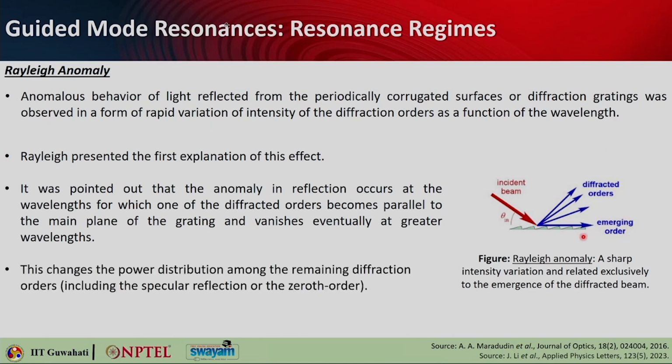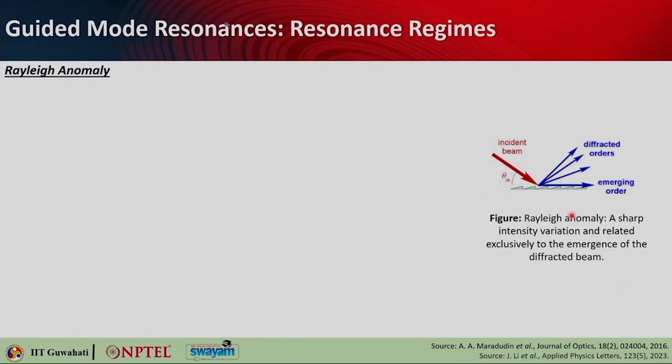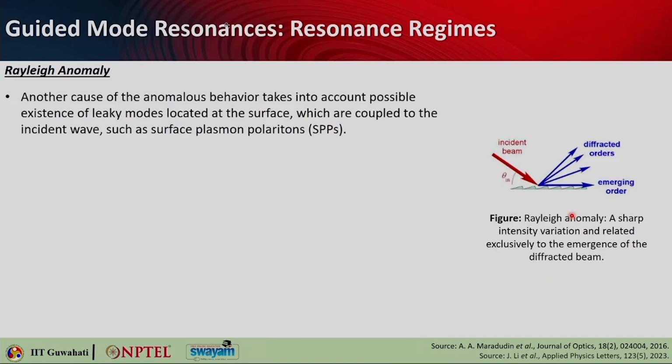This changes the power distribution among the remaining diffraction orders, including the specular reflection or the zeroth order reflection. If one mode is not allowed, or one particular order is vanishing, the power has to be distributed among the remaining ones. So, that is how the anomaly disturbs the system.